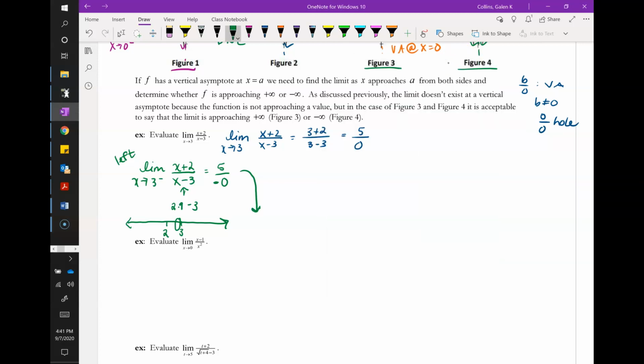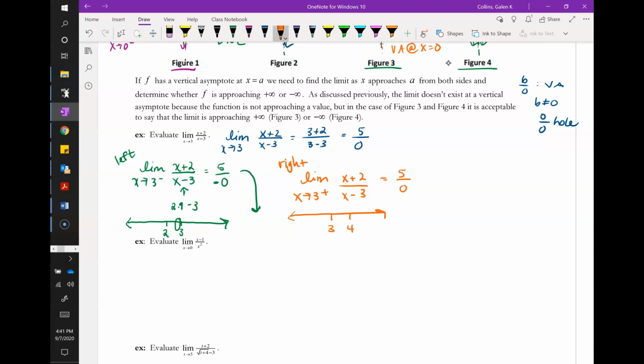All right, so now we want to check the right side. On the right side, we're going to do the same thing. So I'm going to look at the limit of (x+2)/(x-3) as x approaches 3 from the right side. And same as before, I'm going to keep the 5 over 0 piece. I'm not trying to come up with different numbers there. All I'm trying to figure out is, is it a negative tiny number in the denominator or a positive?